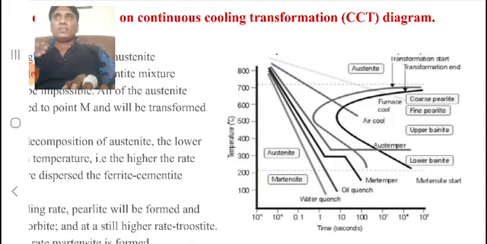And as the cooling rate is increased, the austenite is supercooled to the martensitic temperature, and whatever austenite is present in it will be totally converted into martensite. So that is the big difference between the CCT diagram and the time temperature transformation diagram.